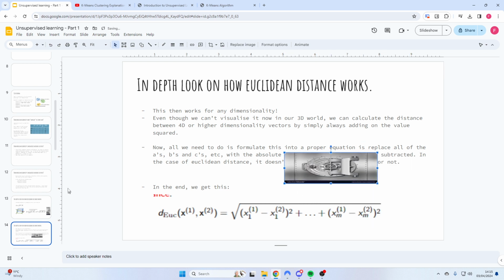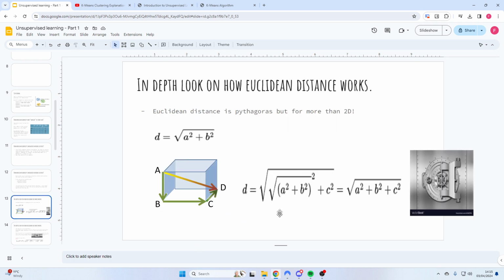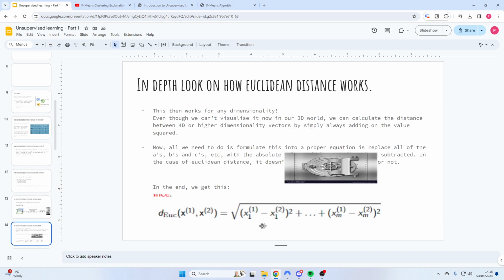So in the end, you get this equation, and all we're saying is the distance between two vectors, so this is x1 and x2, is just going to be what we worked out here, the square root of the sum of the differences in each individual dimension.